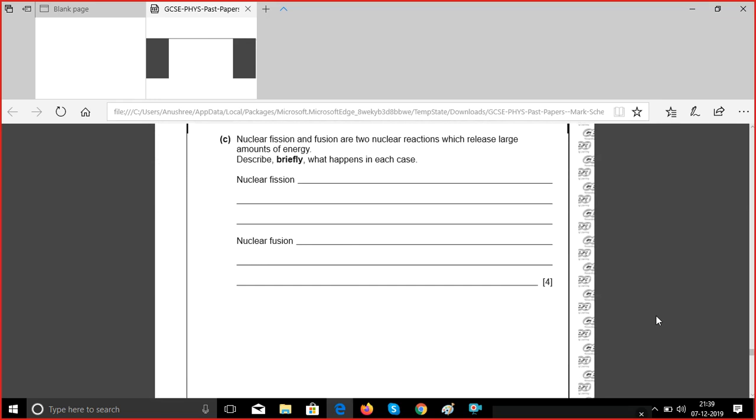Okay. And nuclear fission and fusion are two nuclear reactions which release large amounts of energy. Describe briefly what happens in each case. Nuclear fission. Isn't that like when the atom splits? First, nuclear fission is when a heavy nucleus splits into two smaller nuclei, and in this process it gives off neutrons. So basically if there is a heavy nucleus of an atom and it is hit by a fast moving neutron, then it splits into two smaller nuclei. This is known as fission.